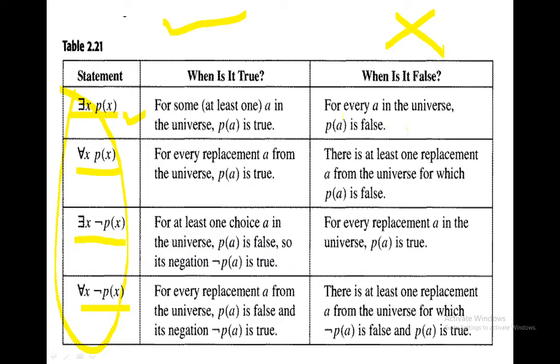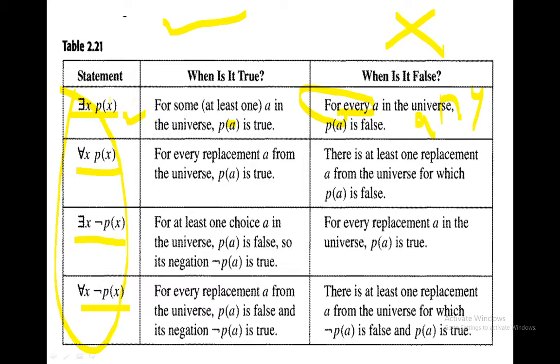If I say like this, if the word for every a or any a comes here, I'll be having one more option, any. For any a in the universe, that time also it is going to be false. Next, for all x, p of x, for every replacement of a from the universe, p of a is true. Here instead of x, what I have taken here is a.